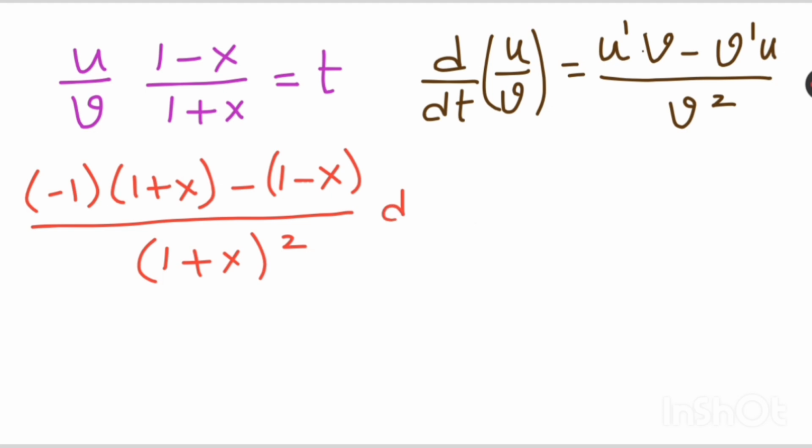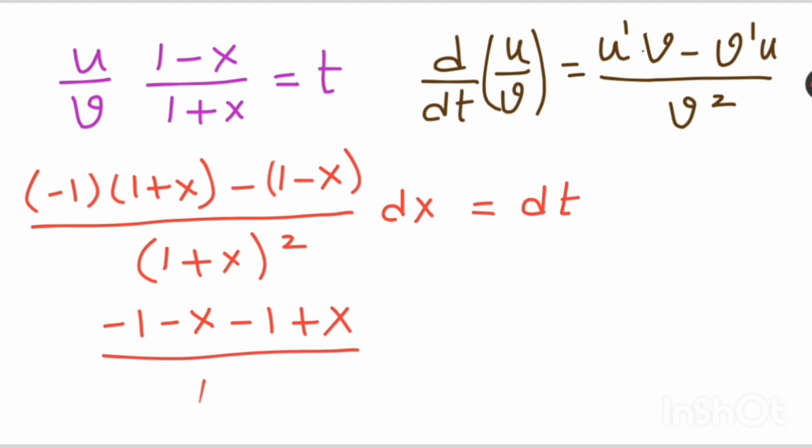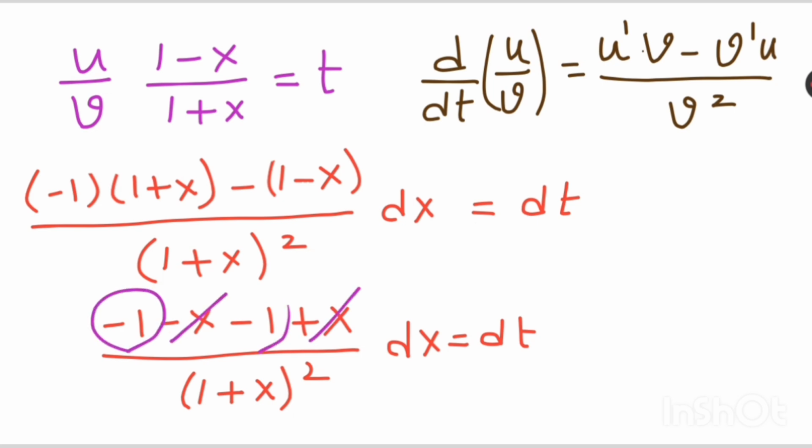So we are differentiating with respect to x, that's why dx, that is equal to dt. Now observe the numerator, minus 1 times 1 gives minus 1, minus 1 times x gives minus x. If you open the brackets, it's minus 1, then minus times minus gives plus x, over (1 plus x) whole squared dx, that is equal to dt. Now observe, minus x plus x gets cancelled, and minus 1 minus 1 gives minus 2. So the numerator turns into only minus 2.